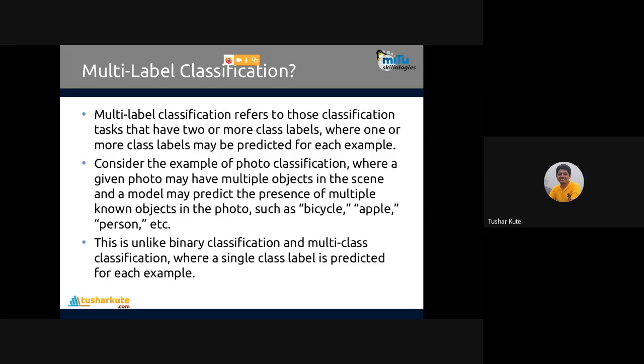So this is unlike binary and multi-class classification, where a single class is predicted for each example, remember. Okay, that's how it's possible.